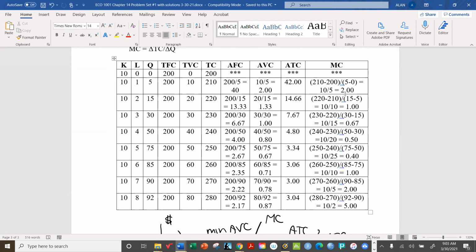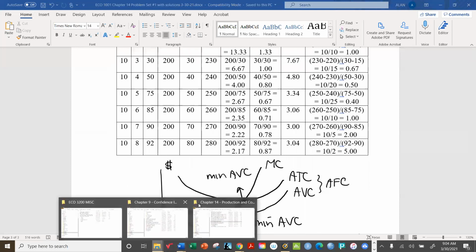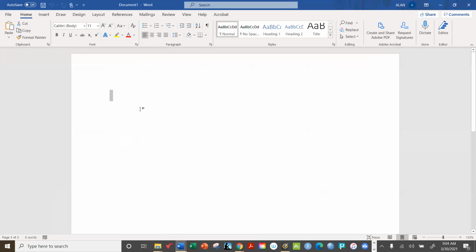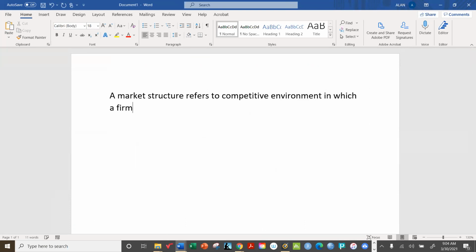So we're going to switch over here to chapter 15, where we introduce the first of our several types of what we call market structure. And market structure basically refers to the economic environment in which a firm operates. So the ones we're going to consider in this class, let me write a list on here somewhere, just as a note to tell us where we're going for the next few chapters. A market structure refers to the competitive environment in which a firm operates.